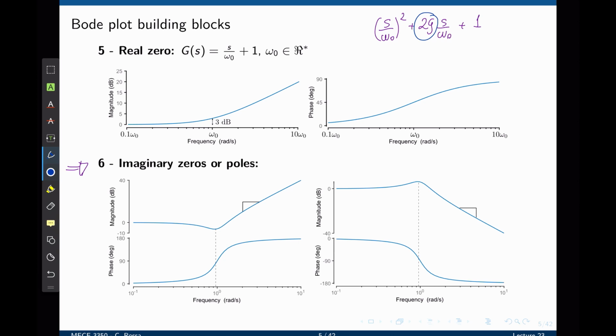Zeta, of course, will be comprised between 0 and 1 for stable systems. The imaginary pole or imaginary zero will act similarly to having 2 zeros or 2 poles placed at the exact same cutoff frequency. There is one exception to this rule. That is what occurs exactly at the cutoff frequency.